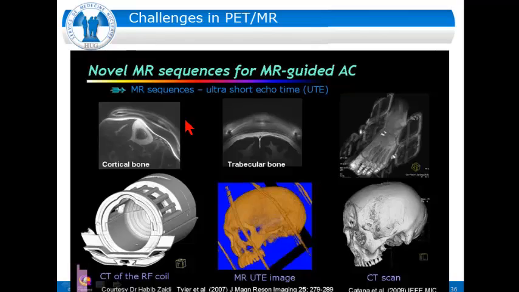One other thing is how to image bone, which is still very difficult in MR-guided attenuation correction, but there are now new UTE sequences which are working on that. And when looking at these images, that gives really nice images of trabecular bone and cortical bone, and there I think we are also on a good way.